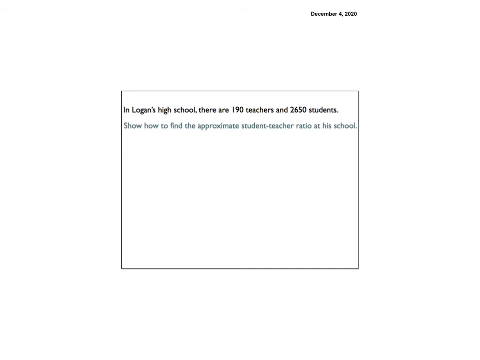All right, in Logan's High School, there are 190 teachers and 2,650 students. Show how to find the approximate student-teacher ratio at his school. Now, this is very tricky because it says student-teacher ratio. So that means whatever word comes first, that goes on the top. So even though the teacher information was given first in this problem, they want the student's number first. So that's going to be the 2,650. That's going to go on the top. Then the teacher number will be on the bottom.